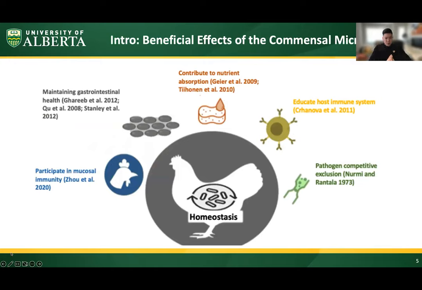In fact, in chicken research, it has been suggested that the commensal microbes contribute to host nutrient utilization, which microbes can ferment undigested feed to improve feed efficiency. They competitively exclude pathogens, for example, commensals can compete with Salmonella and therefore contribute to pathogen defense, and help program host immune responses, for example, produce short-chain fatty acids to modulate host gut immunity and therefore improve gut health.